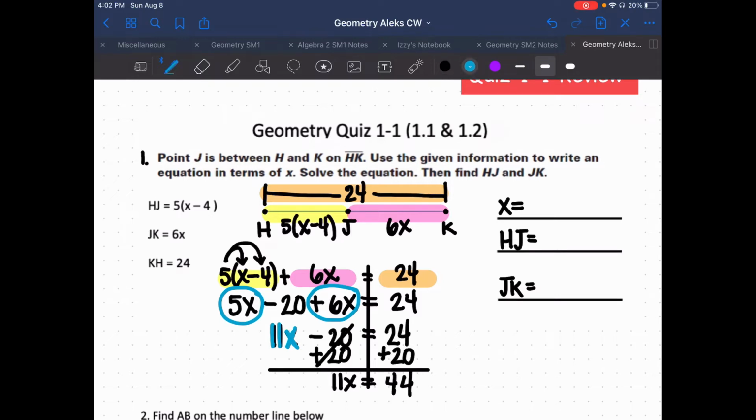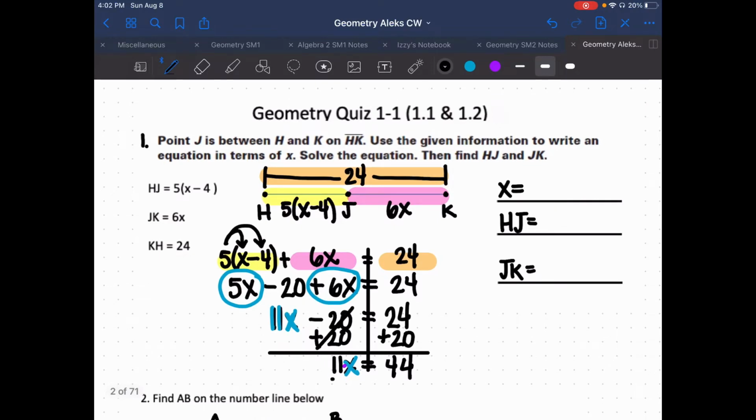Now remember, one last time, you're getting rid of that x. You want that x to be alone. So I'm undoing my multiplication or division. There is multiplication hiding in there between the 11 and the x. And I'm going to do that by its inverse, which is, of course, division, and I get 4. So my answer here is 4.